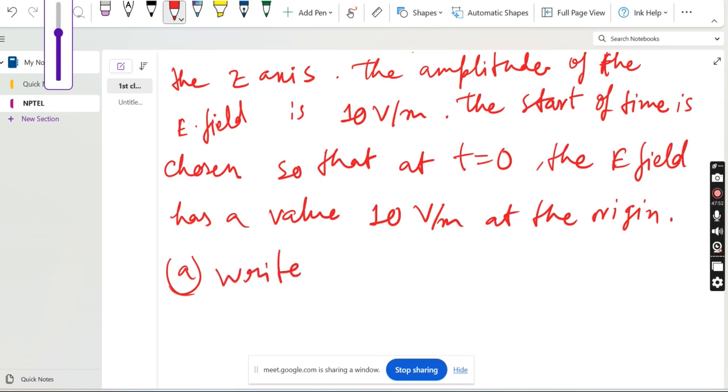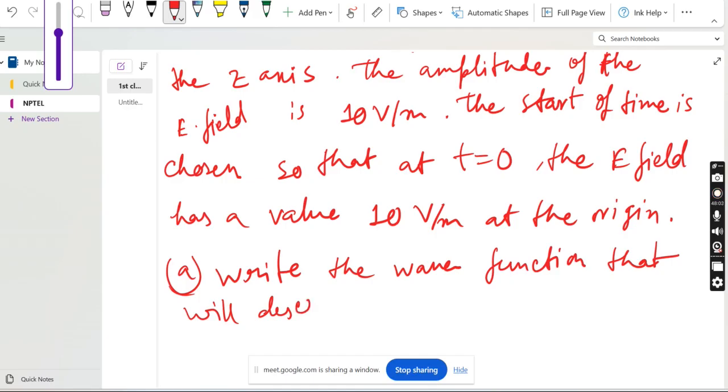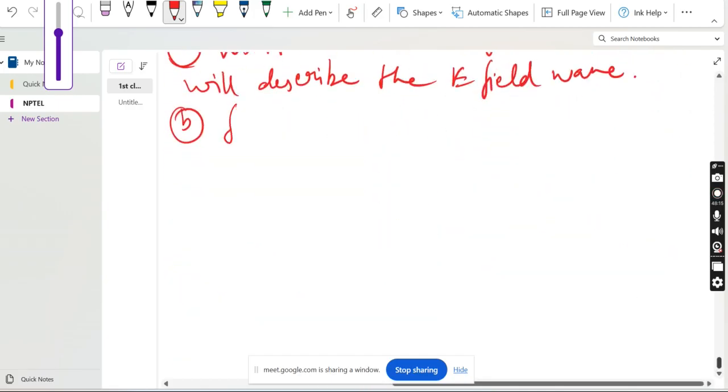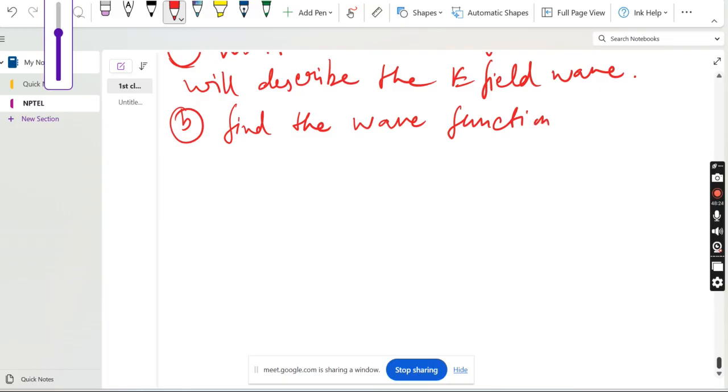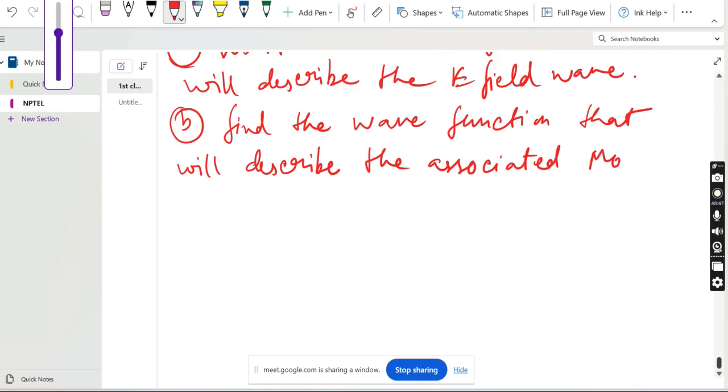So the question is, A, write the wave function that will describe the electric field, and B, find the wave function that will describe the associated magnetic field wave.